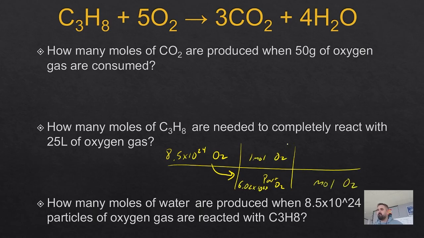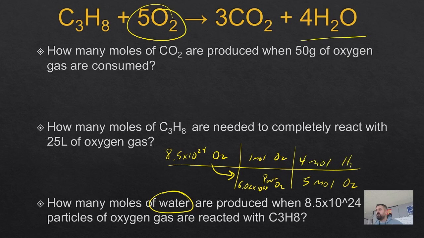And then it's going to be 5 moles of O2. And they're asking for how many moles of water we're going to produce. It's going to be 4 moles of water. So 4 moles of H2O. And then in our calculator, it's going to be 8.5 times 10 to the power of 24 divided by 6.02 times 10 to the power of 23, hit enter, times 4, hit enter, divide by 5, hit enter. You should get 11.3, and our unit is going to be moles of H2O.